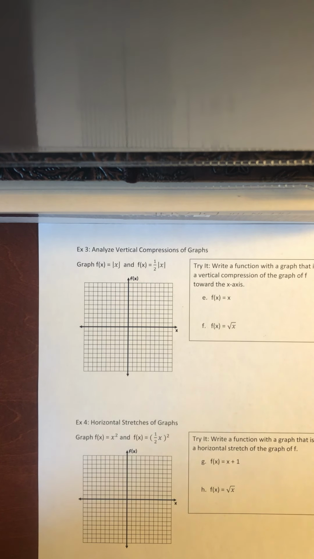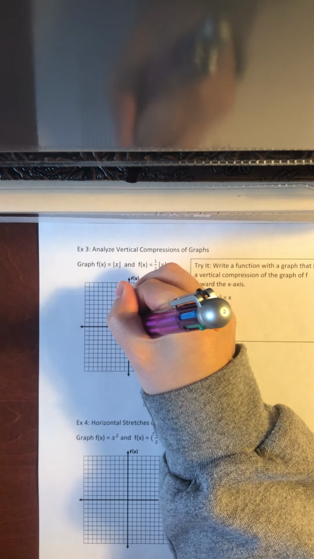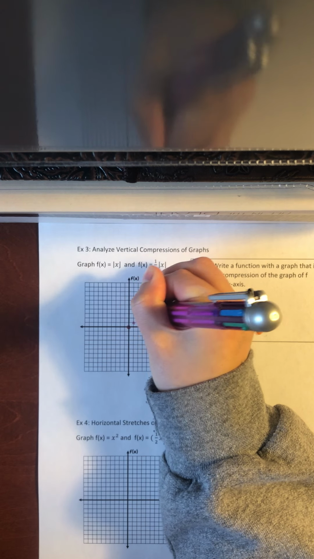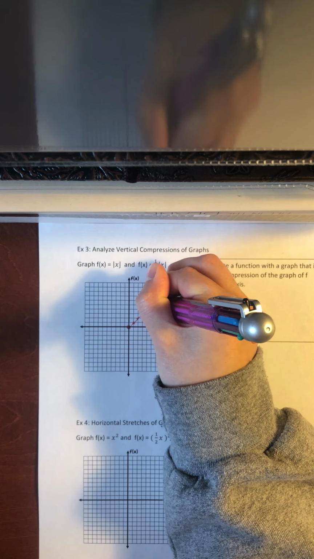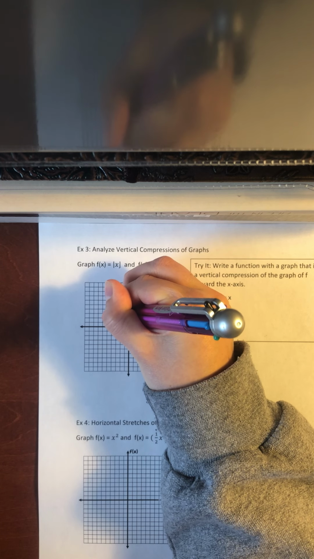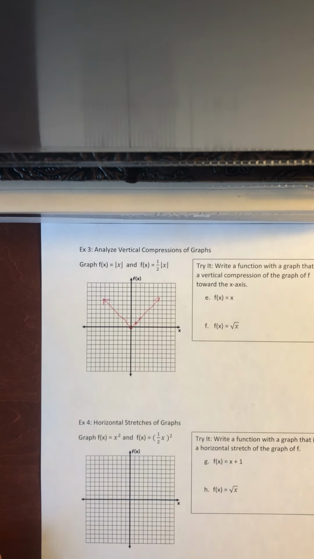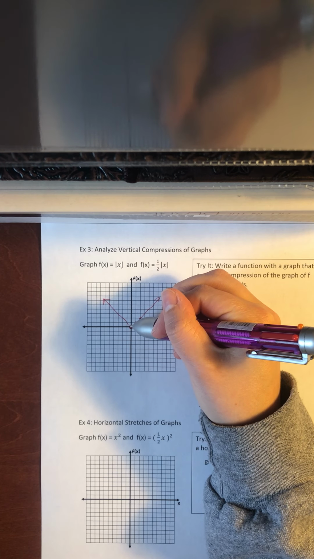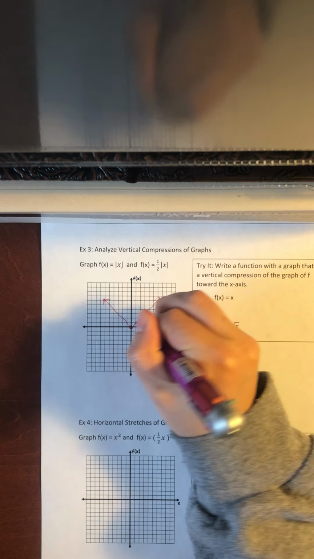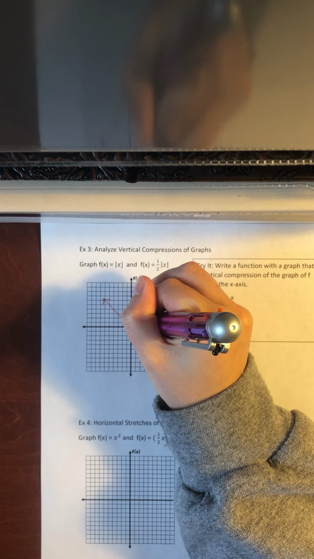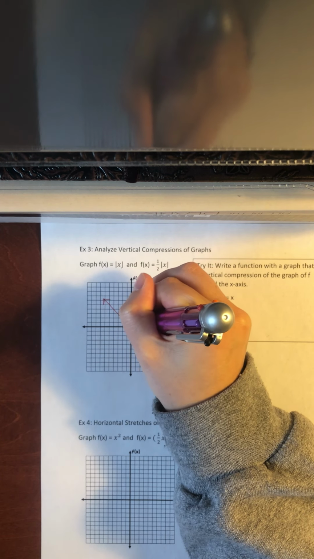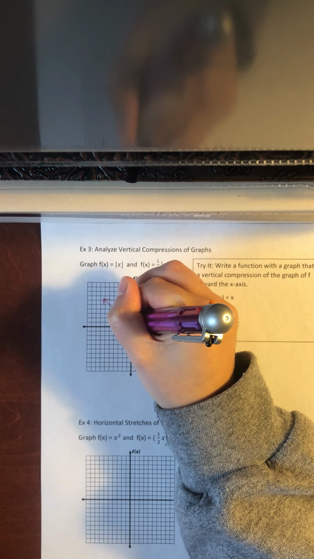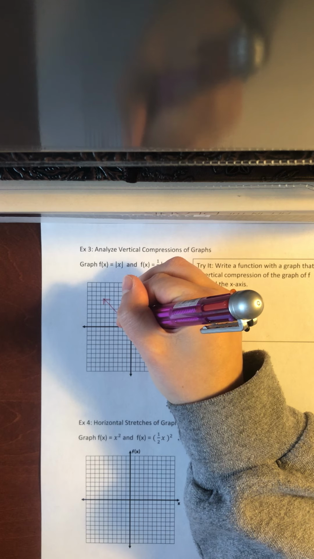So we will first start off with graphing the absolute value of x. Remember 0, 0, and then we go up 1 over 1, up 1 over 1. Keep going up 1 over 1, do the same thing on the other side. Okay, and then for 1/2 x, instead of going up 1 over 1, we're going to go up 1 over 2. Up 1 over 2. And that's going to make our graph wider. Up 1 over 2 in both directions.